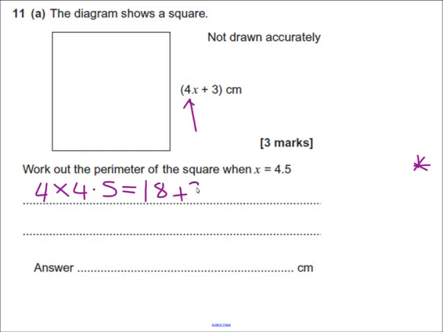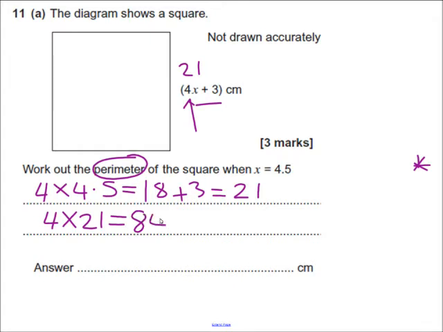Then we need to add the 3, the second part of our expression, and that gives us 21. So one of the sides is 21 centimetres, but it's asking us for the perimeter, so don't lose sight of what the question is asking us. So because it's a square, all 4 sides are 21 centimetres. So again, put this in your calculator to get the correct answer, which is 84 centimetres. So the perimeter of our square is 84 centimetres.